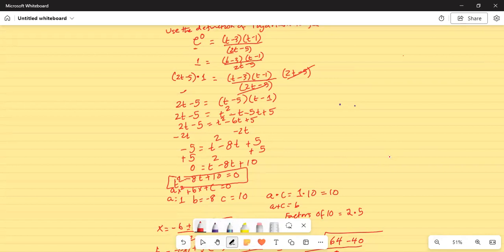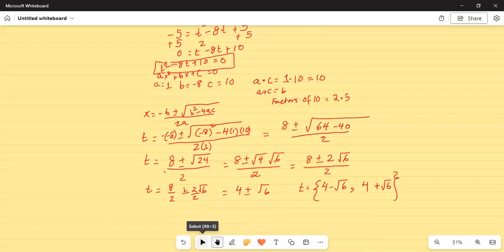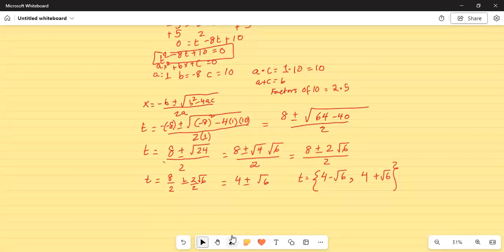I could not factor it right away. So then what did I do? I had to use the quadratic formula to solve for it. So there are two possible values of t. Both of them are real values. One is 4 minus square root of 6. The other is 4 plus square root of 6.